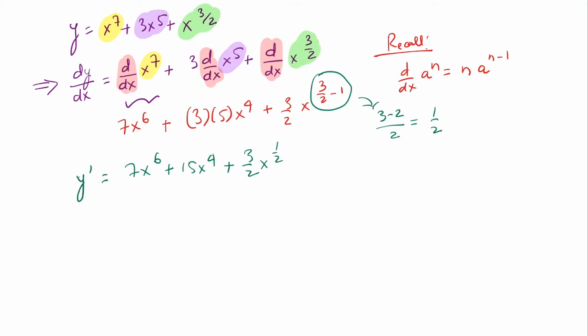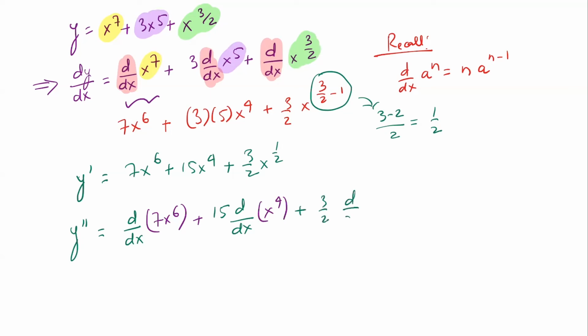And to find the second derivative, what we do is simply find the derivative of the first derivative. So this is going to be d over dx of the first expression, which is 7x to the power 6, and plus, I'm going to write the constant in the front and then deal with d over dx of x to the power 4, then plus 3 over 2.